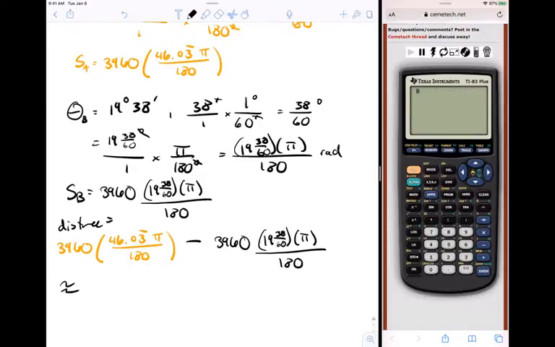So I'm going to type this in the following way. So let's see, we've got the 3960 times. Now the first part is the 46 plus the 1 over 30. That's fine. Times pi. I'm going to close off the top. Let me think about it. That should be okay the way I have it written. I'm going to say divided by 180. That should take care of the orange part. I'm going to say minus. Now let's focus on the top. We've got the 3960 times this 19 plus 38 over 60.